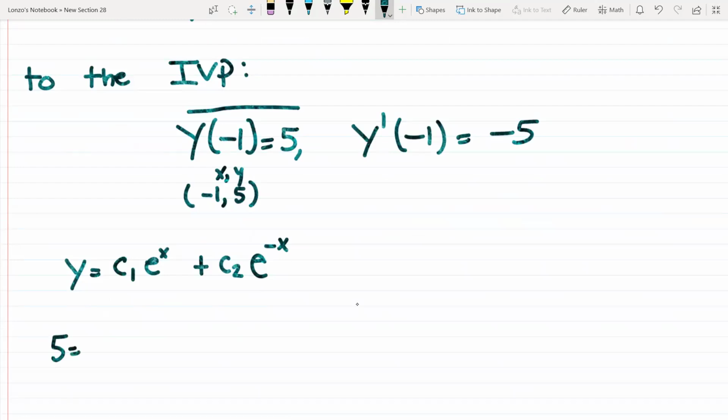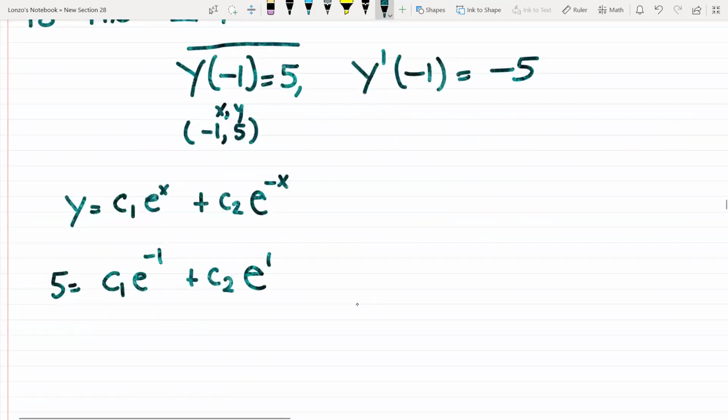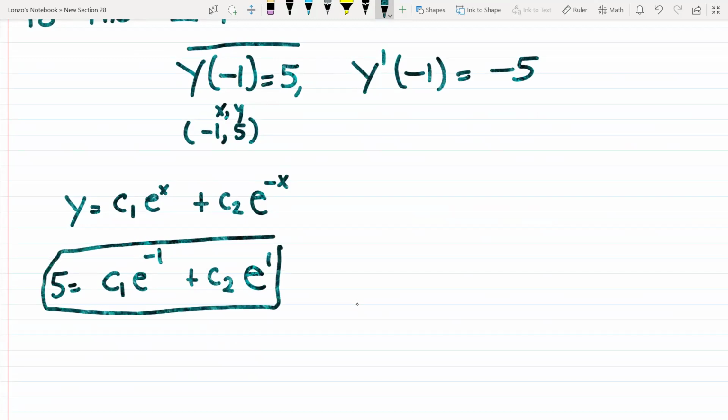C1 e, and our x value is negative 1, plus C2 e, and then it's e raised to the negative x. So it's a minus, that's positive 1. Okay, I'm going to box it because in order to find C1 and C2, we're going to have to do a system of equations. We'll have to do elimination.